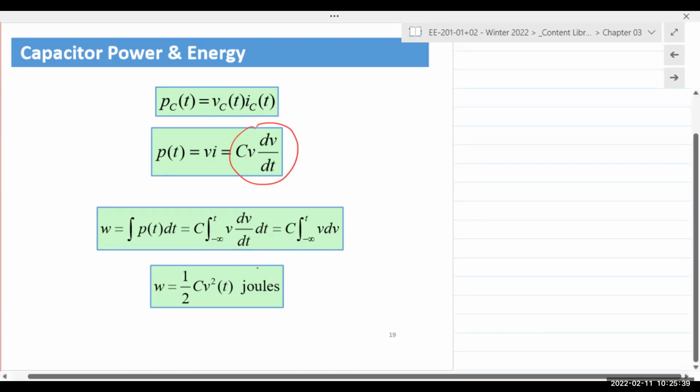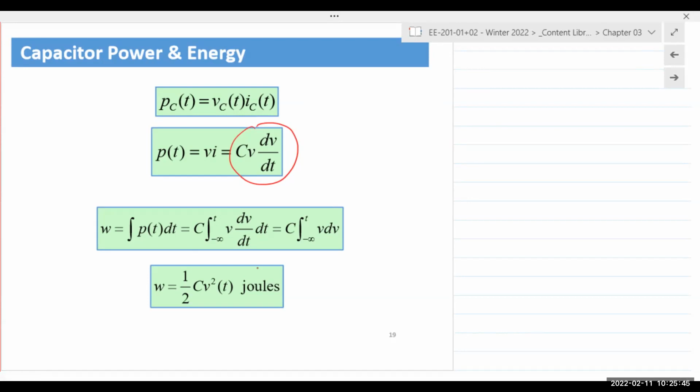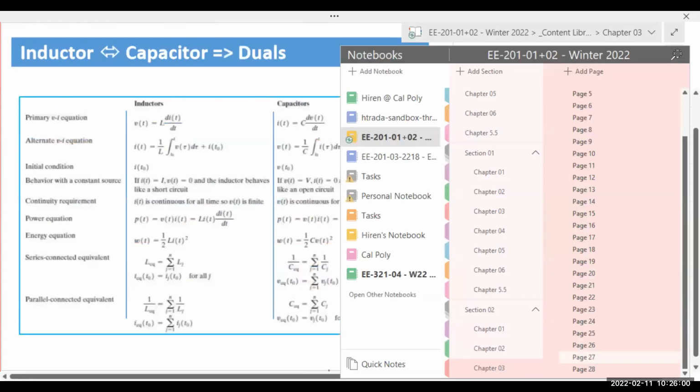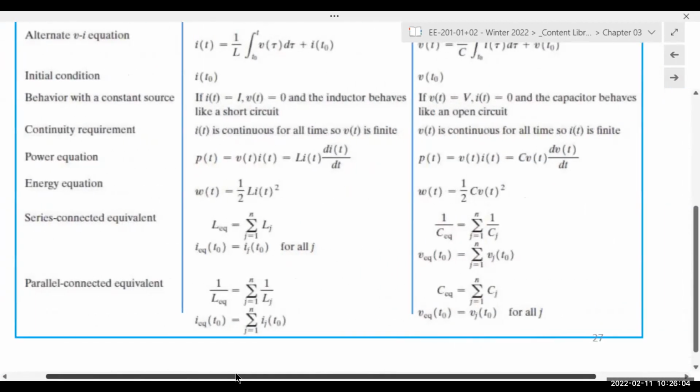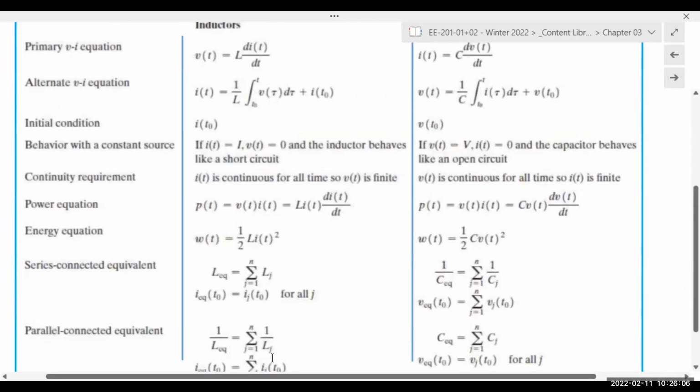Now, I don't ask students to ever memorize any of the equations, okay? But you should be able to understand what the equations are, what they represent. At the end of this chapter, I have a summary slide. At the end of the chapter, there is a summary slide, and that slide has all of the equations that you would ever need for this chapter.